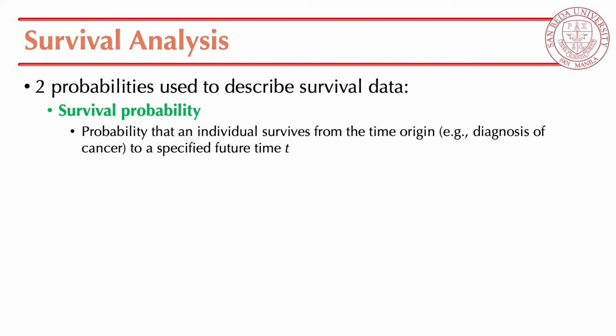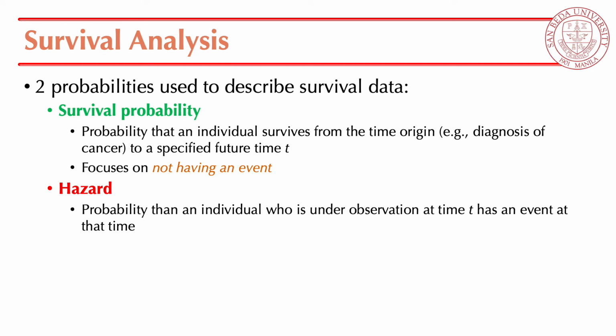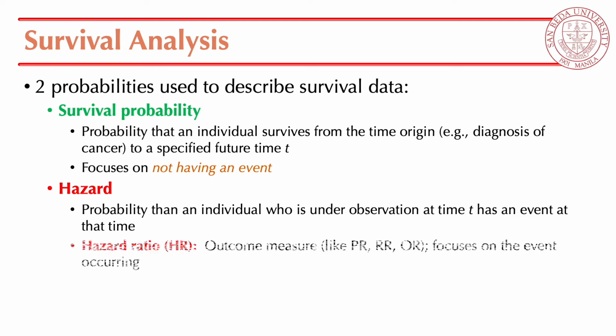Now, even though it says survival probability, the event of interest may not always be death. It could also be disability, metastasis, or disease recurrence. So basically, what this probability really entails is a probability of not having the event of interest. The second probability to describe is hazard, which is the probability that an individual who is under observation at time t has an event at that time. This is where we base the hazard ratio on. This is an outcome measure similar to the prevalence ratio, the risk ratio, or the odds ratio, and this focuses on the event occurring.